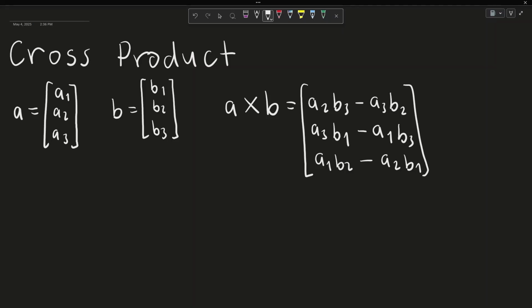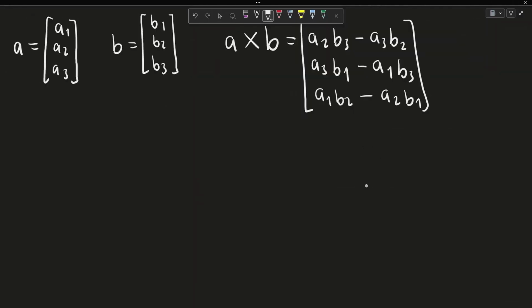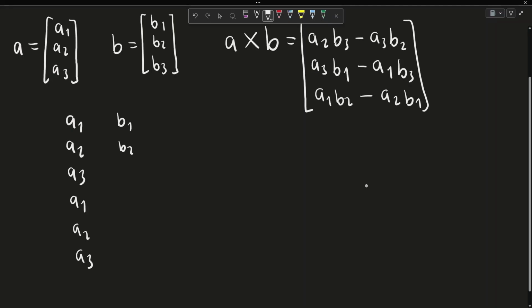Now this might be difficult to memorize, and so a trick that I've learned is as follows. You want to write out A 3 times, A1, A2, A3, A1, A2, A3, and then do the same for B: B1, B2, B3, B1, B2, B3. And you want to start at A2 and draw these arrows. You can draw them in different colors if that makes it easier to visualize.